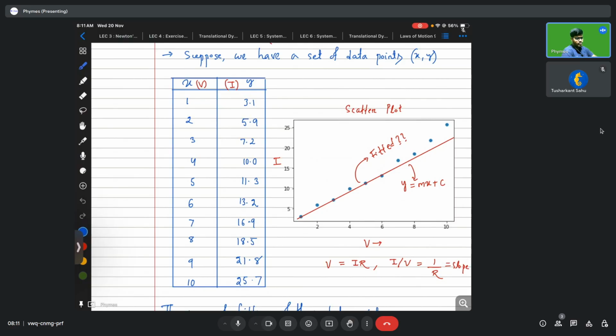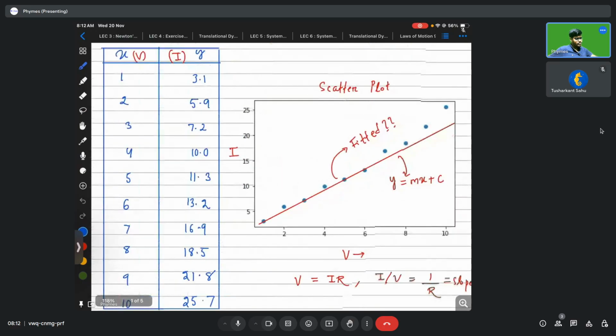Suppose you have the data point at x equal to 1 as y equal to 3.1, and at x equal to 2 you have y as 5.9. Suppose you want to find what is the y value at x equal to 1.5, then you have to do interpolation. But here the fitting is a bit different.